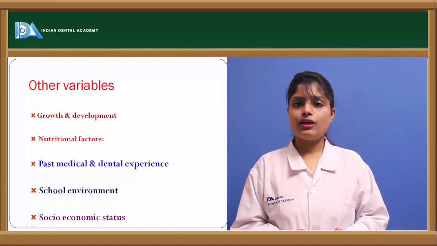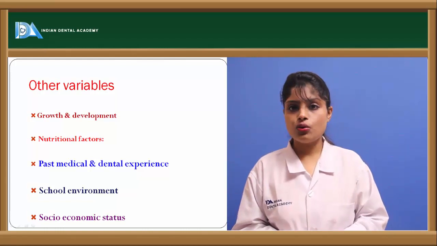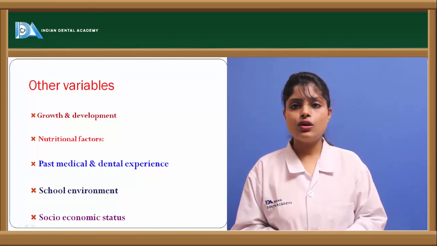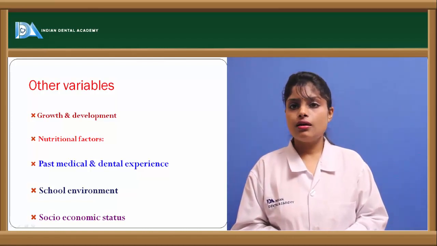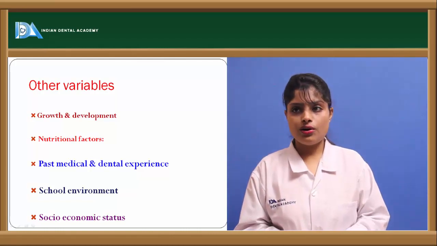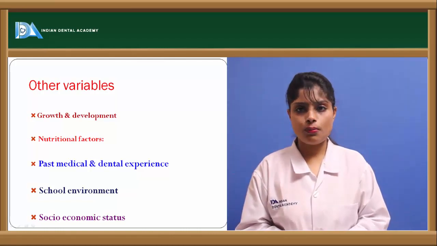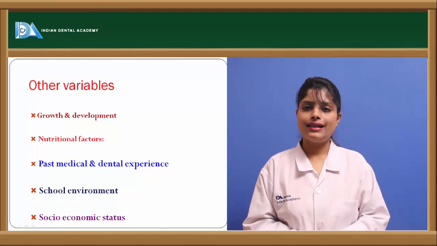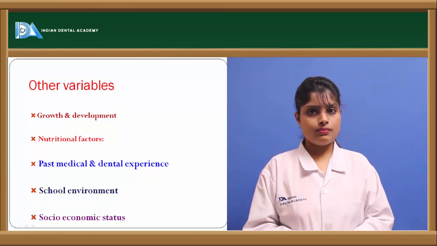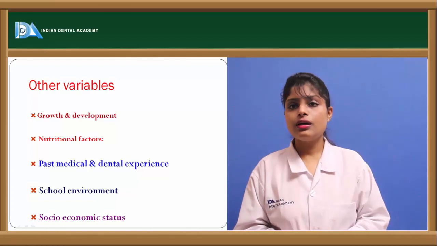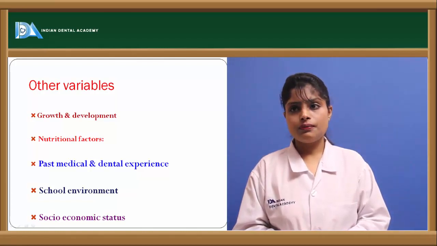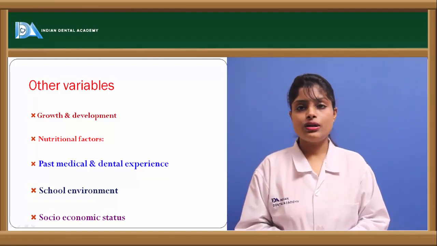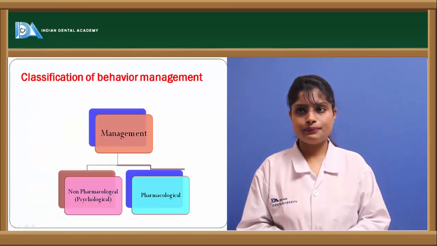Now, even the socio-economic status plays an important role in the behavior of the child. Generally, children of lower socio-economic status will not have good dental health and a good dental attitude, whereas patients of high socio-economic status will be cooperative and understand the importance of good oral health. School environment plays at least a 50% role in shaping the behavior of the child. Generally, past medical and dental experience, if negative, will instill a negative attitude in the child.